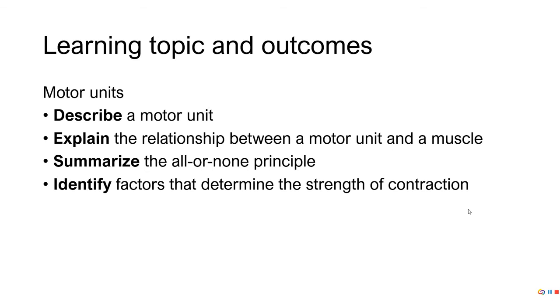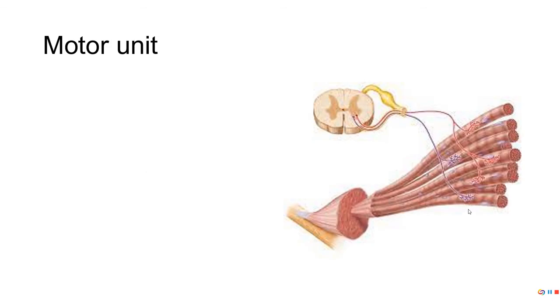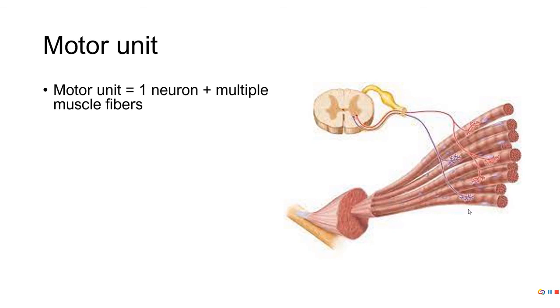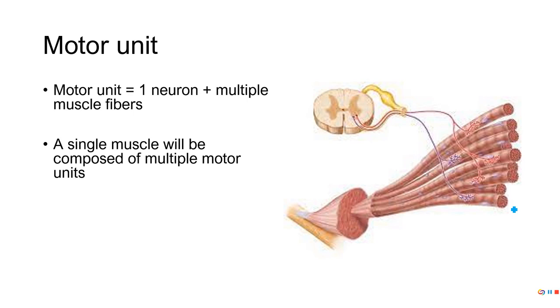So what is a motor unit? You've all probably seen this picture before or something similar. A motor unit is one neuron and multiple muscle fibers. As you can see here, we have two motor units. We've got the purple one and the red one. I'm not sure why it's so fuzzy, but it is. And as you can tell from this picture, a single muscle will be composed of multiple motor units.